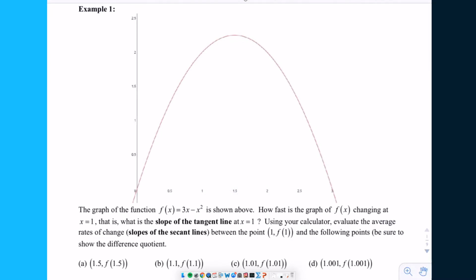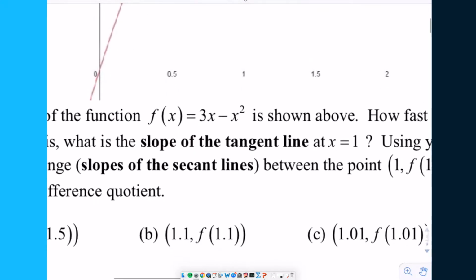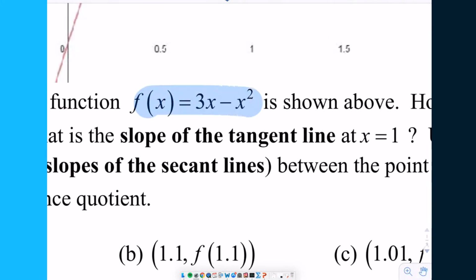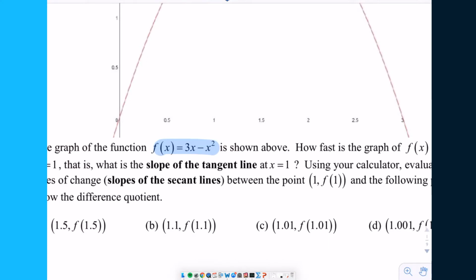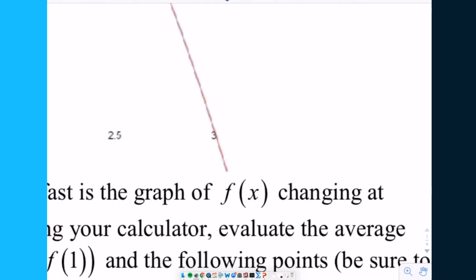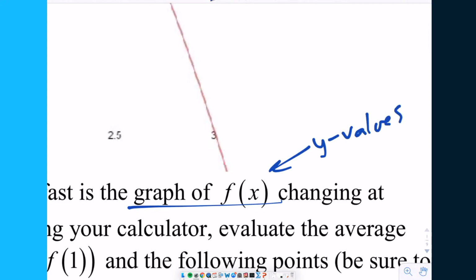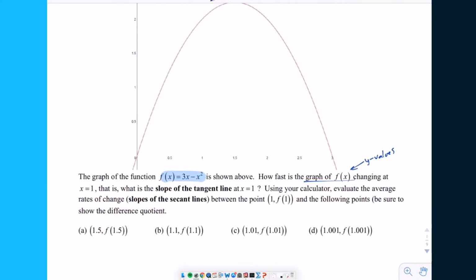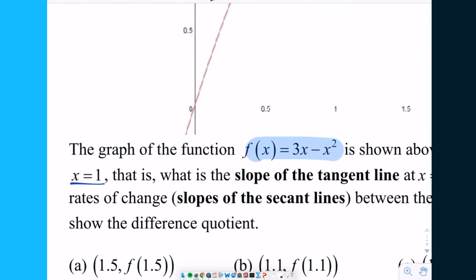But anyway, this is a true parabola. Got a little pointer vertex. And here's the equation of it, 3x minus x squared. Here's what I want to ask you. How fast is the graph of this function changing? And when I talk about the graph of f of x, first of all, we're talking about the y values. So how fast are the y values changing when x is 1?